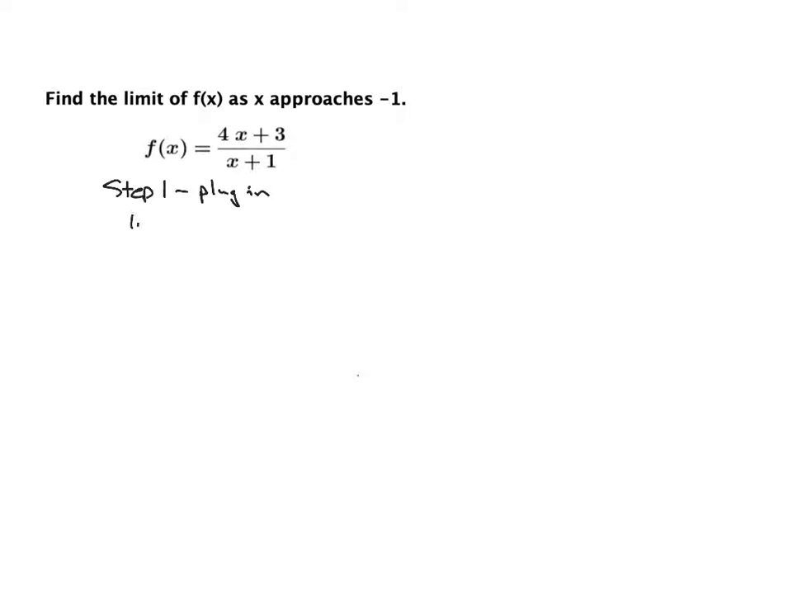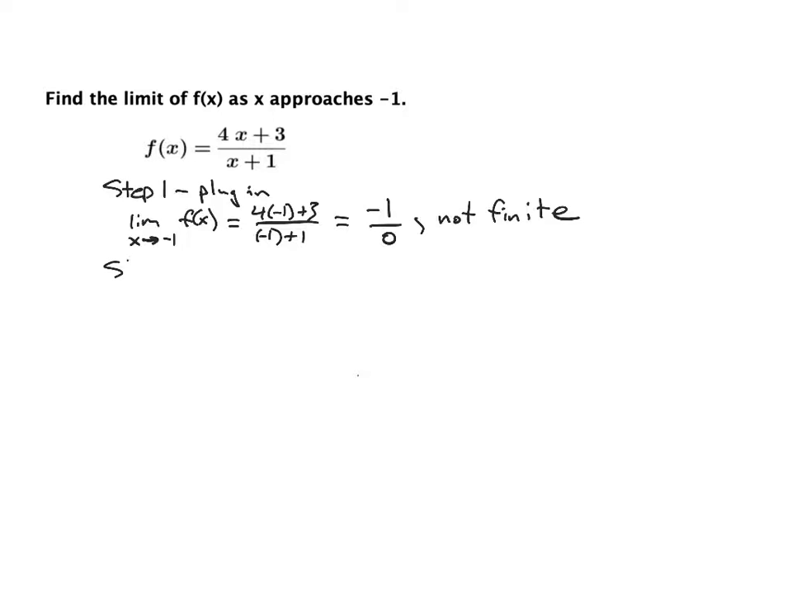So the limit as x approaches -1 of f of x would be 4 times -1 plus 3 over -1 plus 1, which works out to be -1 over 0. This is not finite, so we know nothing at this point.